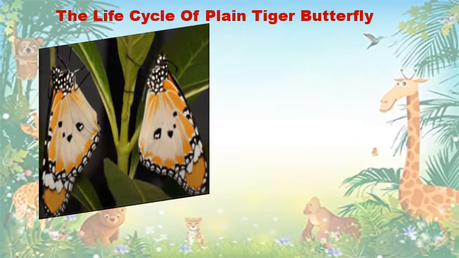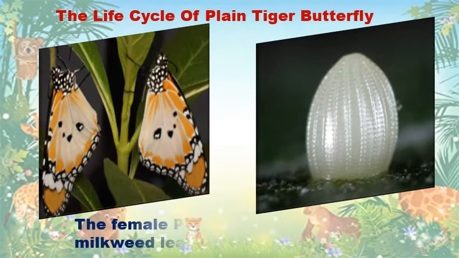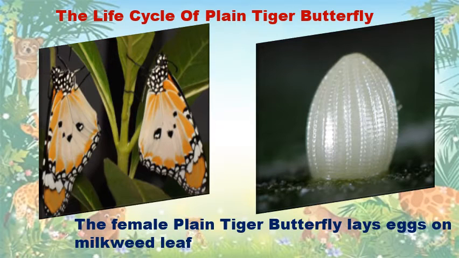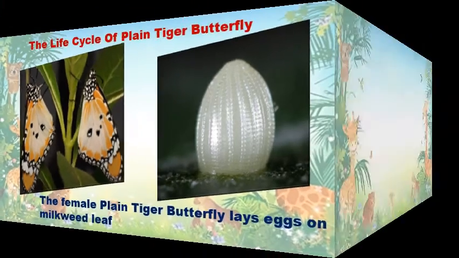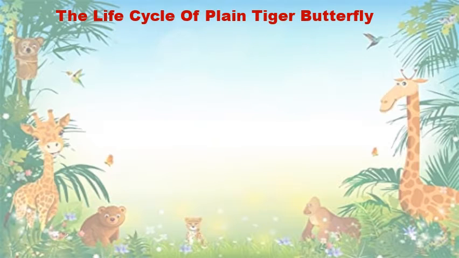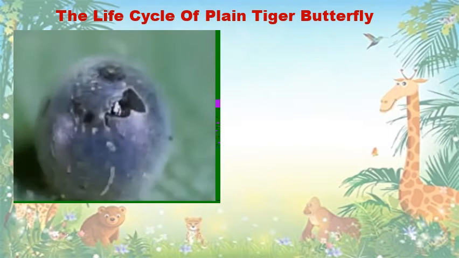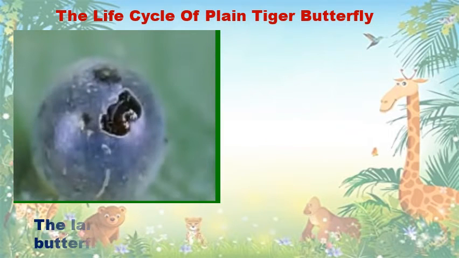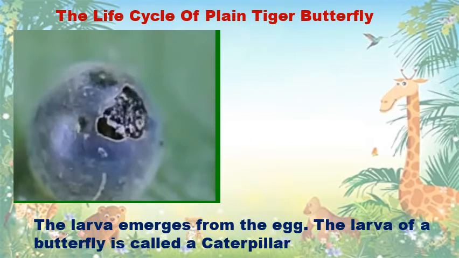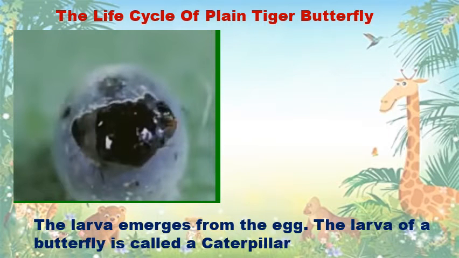See, dear students, this is a plain tiger butterfly. The plain tiger butterfly, which is female, that lays eggs on milkweed leaf. In Marathi we call rui. Okay, rui leaf. See the egg of the butterfly. It is very tiny. Now we can see the larva coming out from the butterfly. Sorry, coming out from the egg.